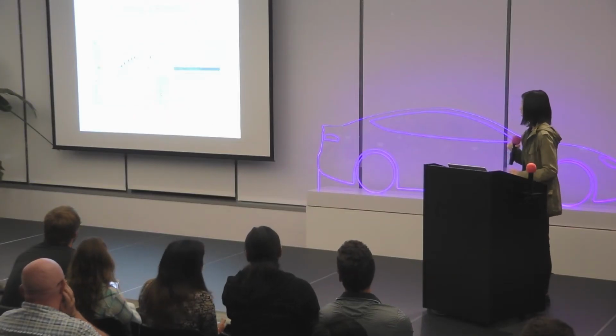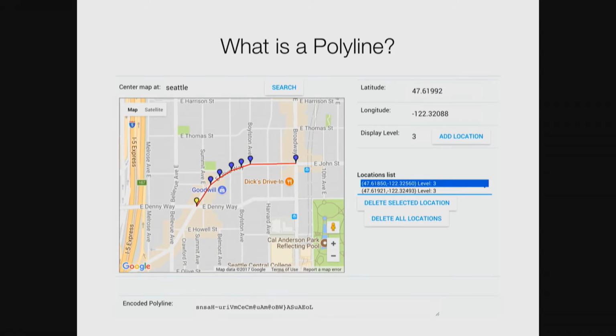polylines. But before I get into that, what is a polyline? A polyline is defined as a list of latitude and longitude pairs. So for example, here we see 7 pairs of lat long. You connect all of them together, and you have a polyline.